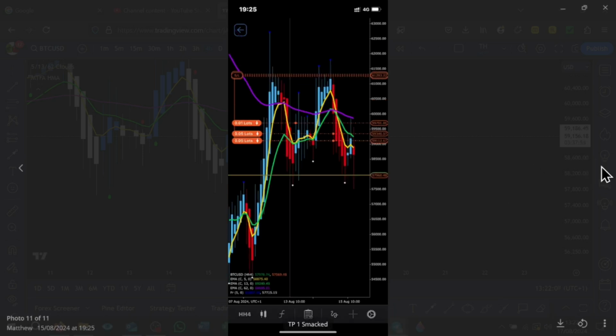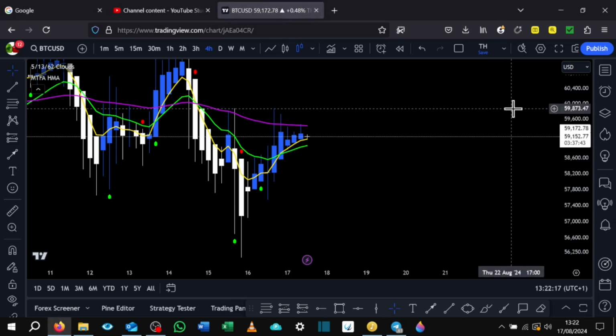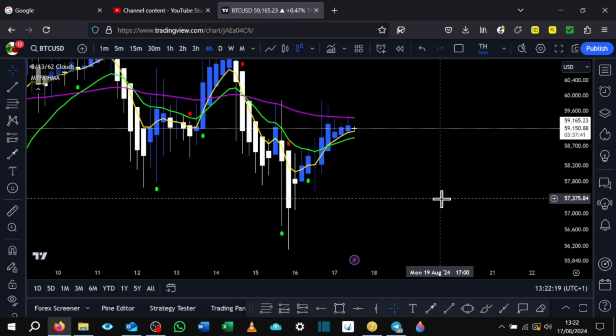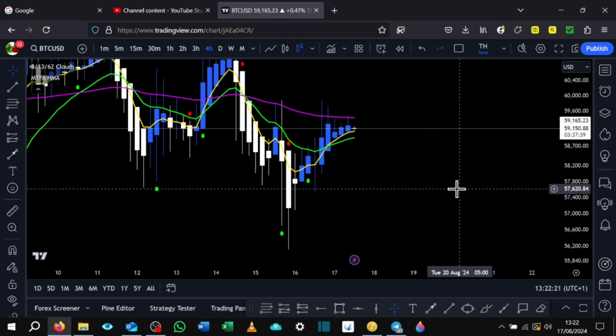So let's just go to the next one. As you can see, take profit was smashed just on this low here. So overall, a really good week with this trading strategy, and all the alerts that went off were fantastic.